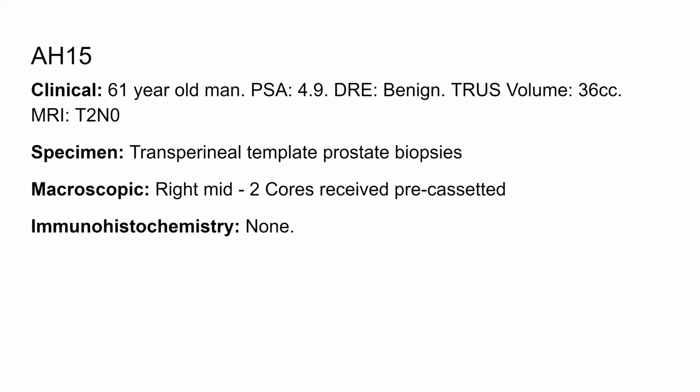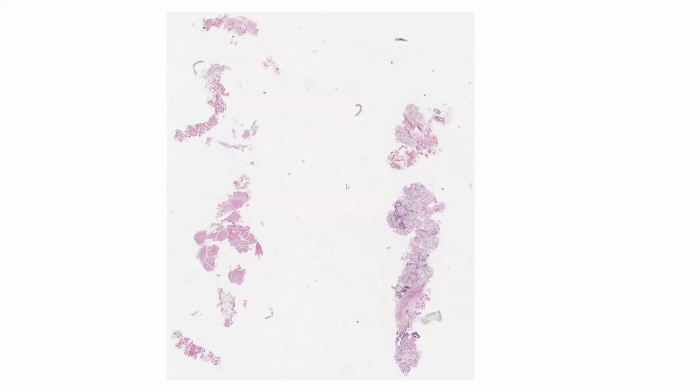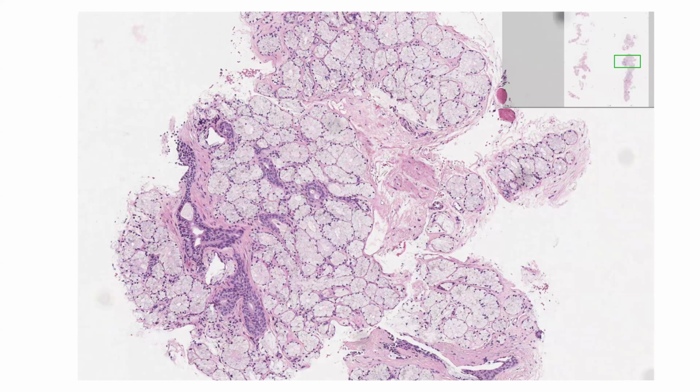Okay, so the last case of this circulation, and the last prostate, is transperineal biopsies from a 61-year-old with a moderately elevated PSA at 4.9 with a T2 MRI. This is the lowest power of these two cores, which look very fragmented. At this level, there doesn't appear to be much glandular tissue, certainly on the left-hand side of the picture. Fragments of what looks like skeletal muscle, extraprostatic tissue.